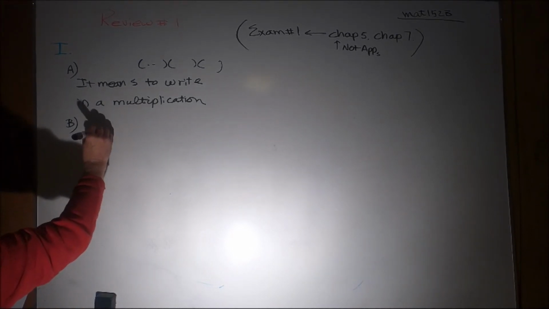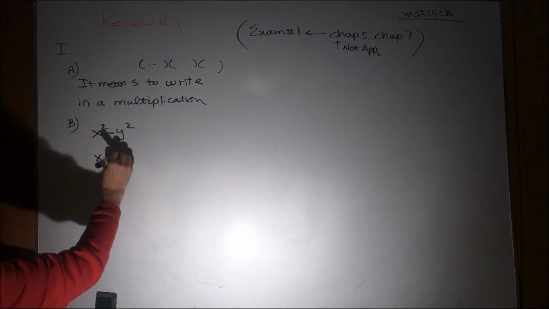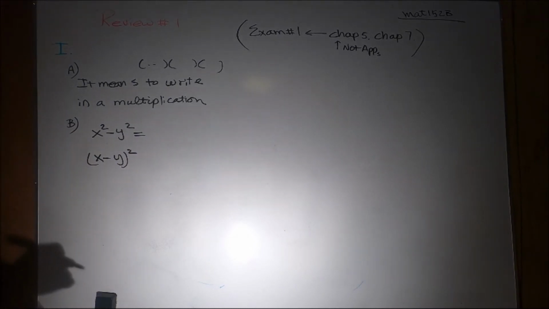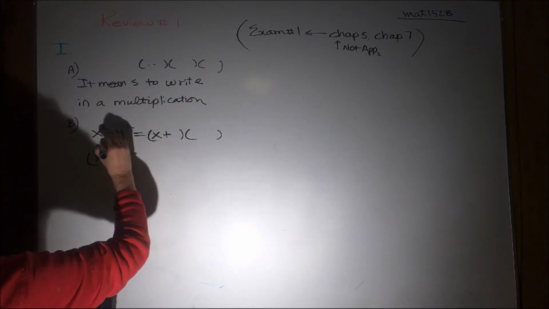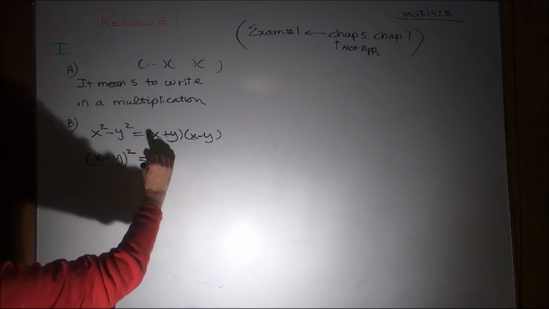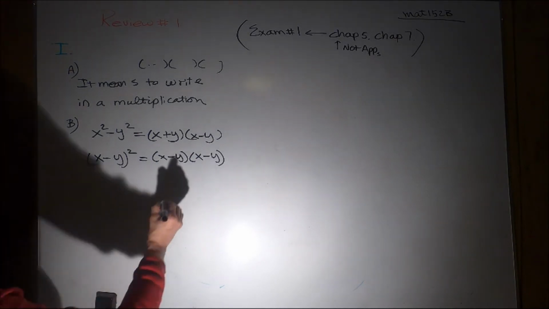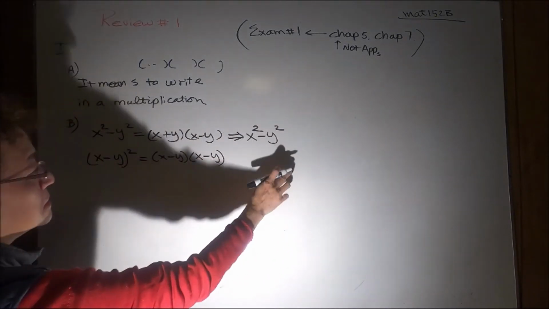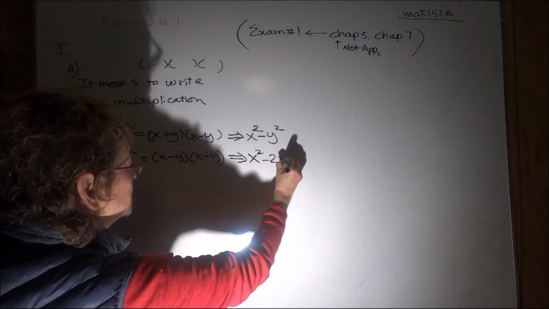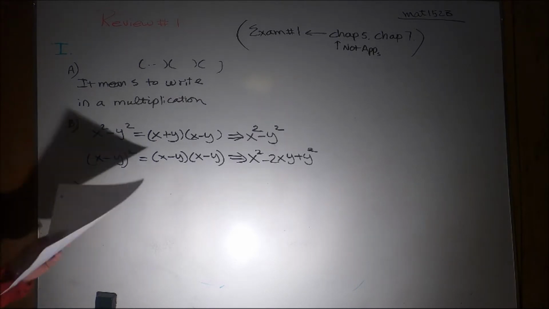Also, you need to clarify for problem B what's the difference between this one and this one. Often you mingle them. If you break down this binomial, the difference of two squares, you should have x plus y times x minus y. If it's x minus y squared, it means x minus y multiplied by itself twice. When you multiply this out, you FOIL them, you have x squared minus 2xy plus y squared. Actually, it's a trinomial. They are very different, and you need to differentiate them.